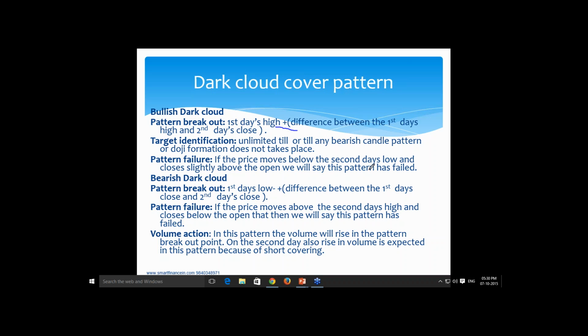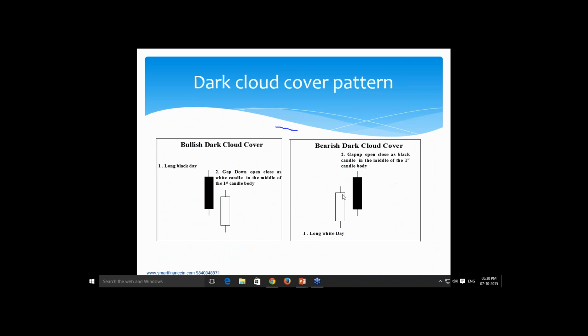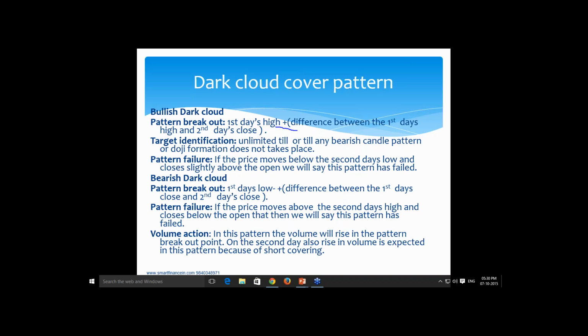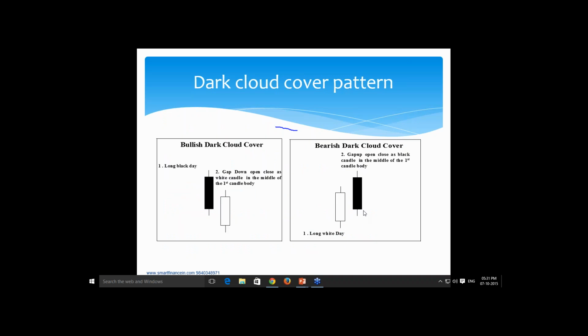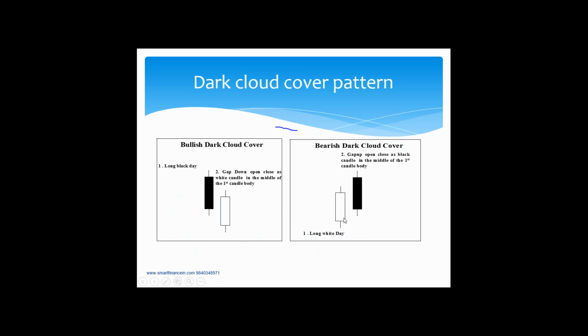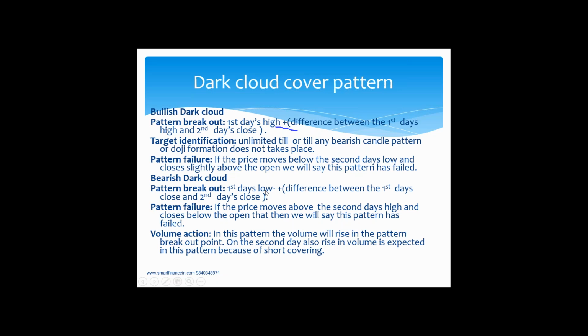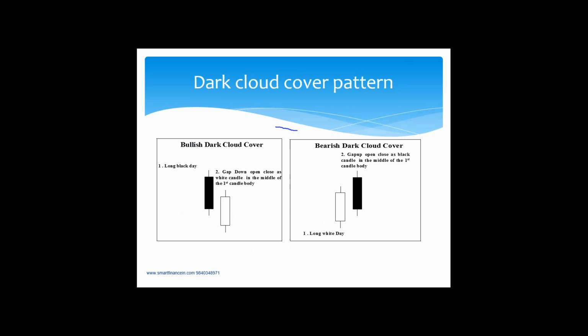Third candle. Bearish dark cloud cover also has the same rule: first day's low. This is your first day, and this is the low. Plus the difference between the first day's close and the second day's close. So you have closed here on the second day, and here is the first day's close. So you take the difference, and that difference you have to add. That is your pattern breakout.